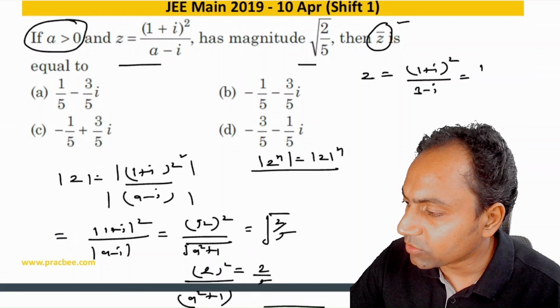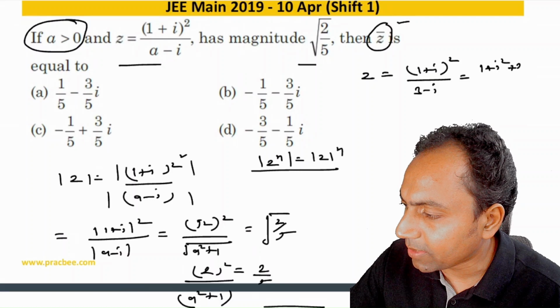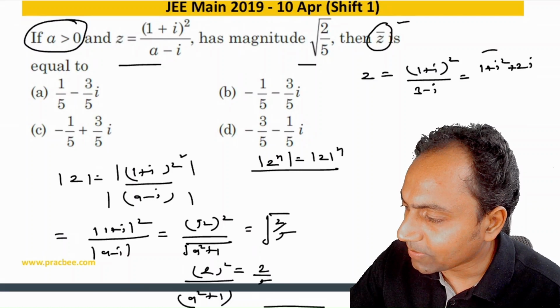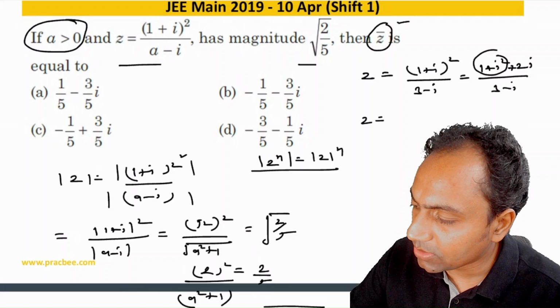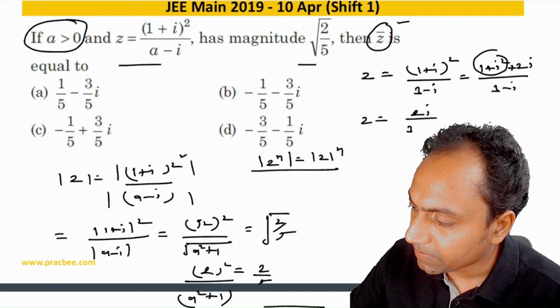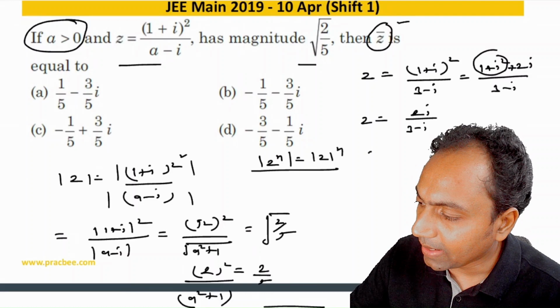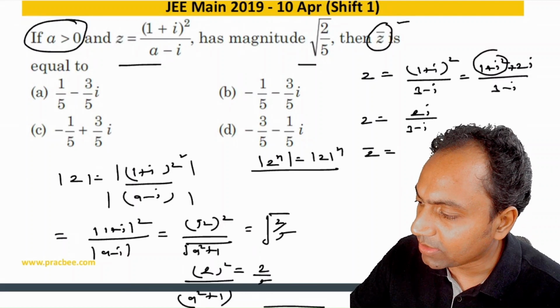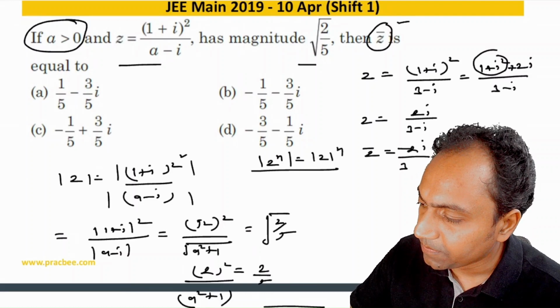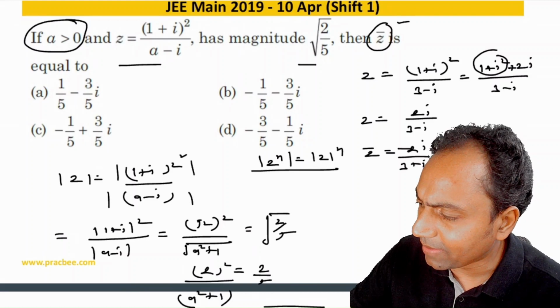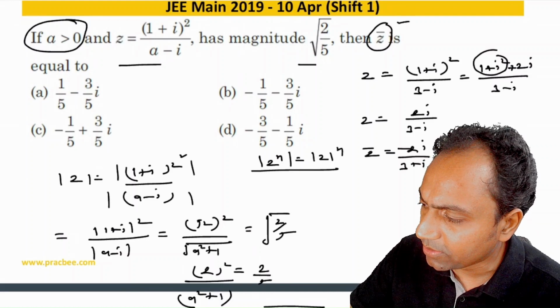The numerator, if you simplify it, is 1 plus i square plus 2i, and i square is minus 1, so this part becomes 0. So the value of z is nothing but 2i by 3 minus i. And here, if I take the bar, which is what they want us to do, it becomes minus 2i by 3 plus i. In order to divide it, I will multiply by 3 minus i in the numerator and denominator.